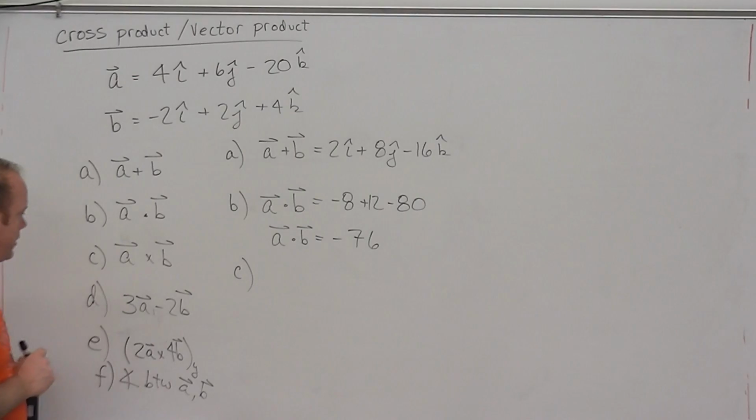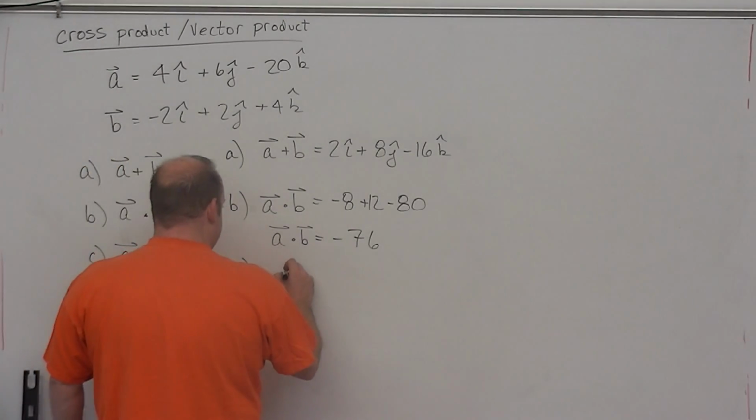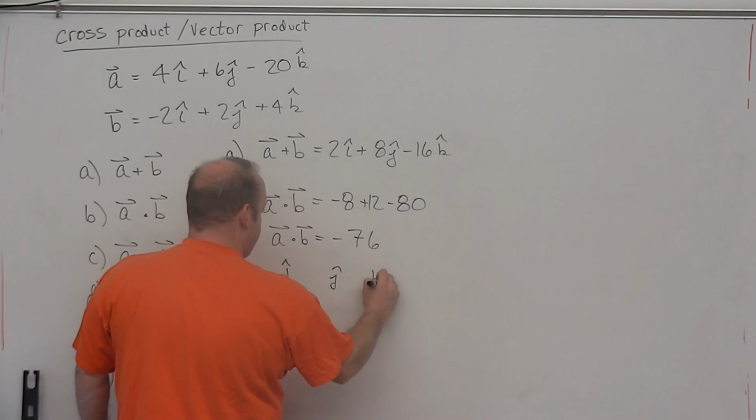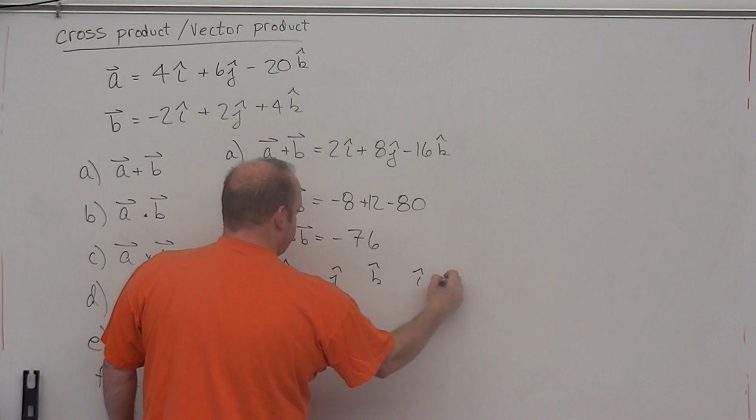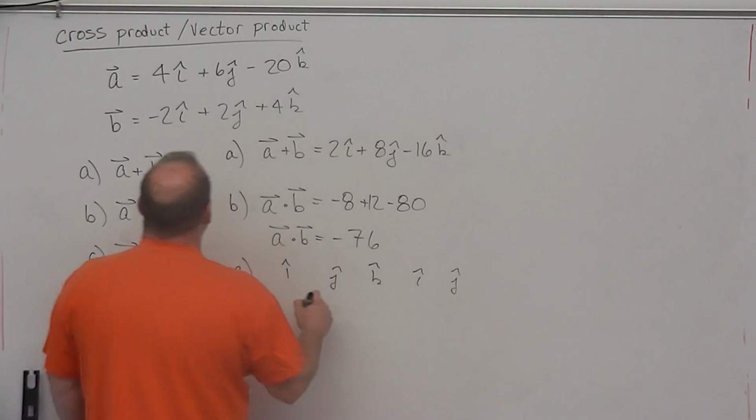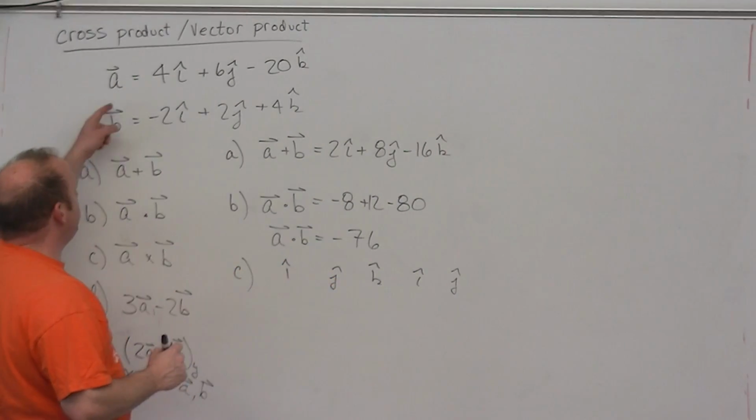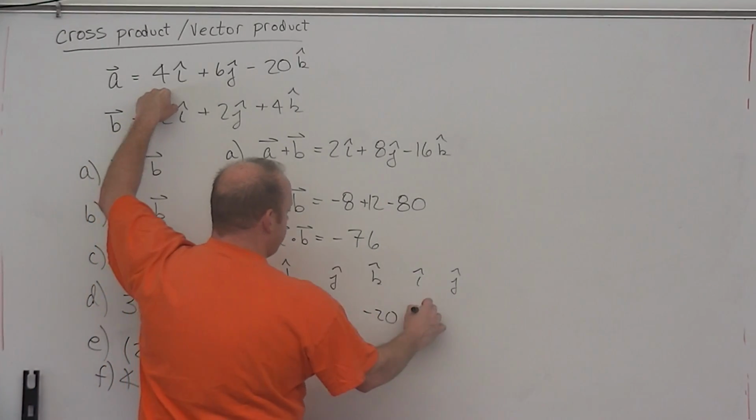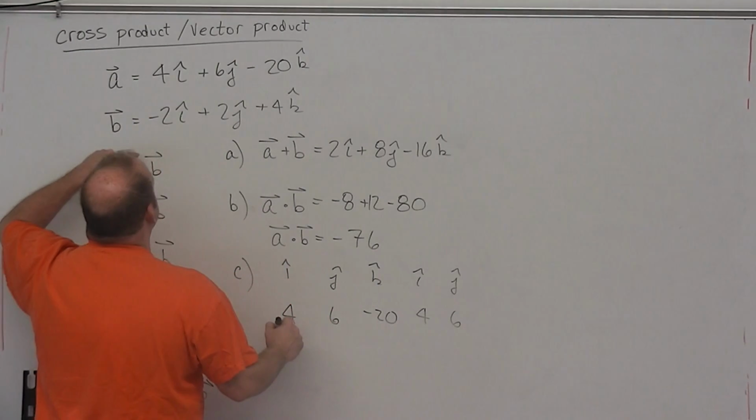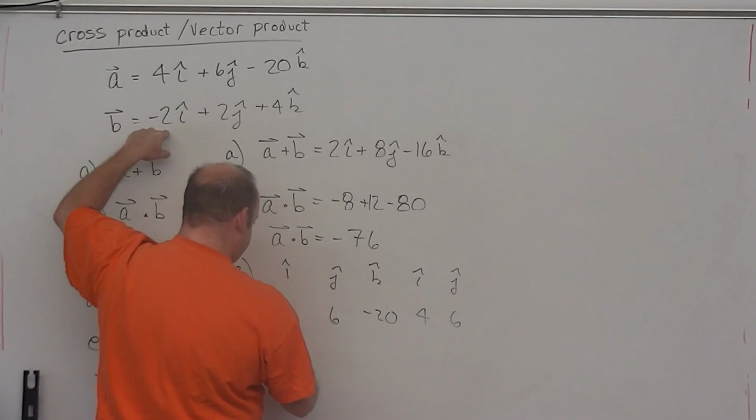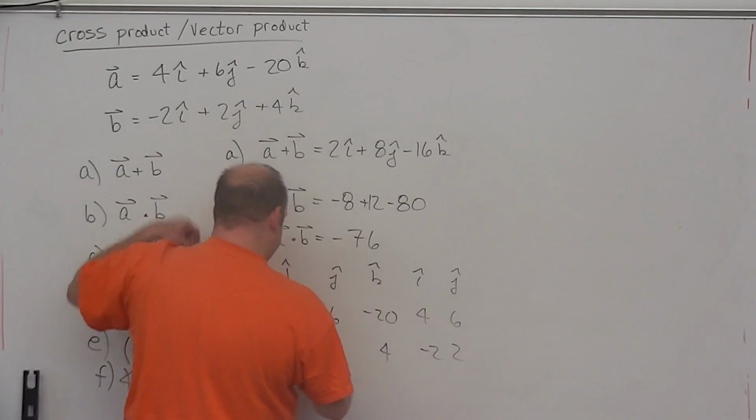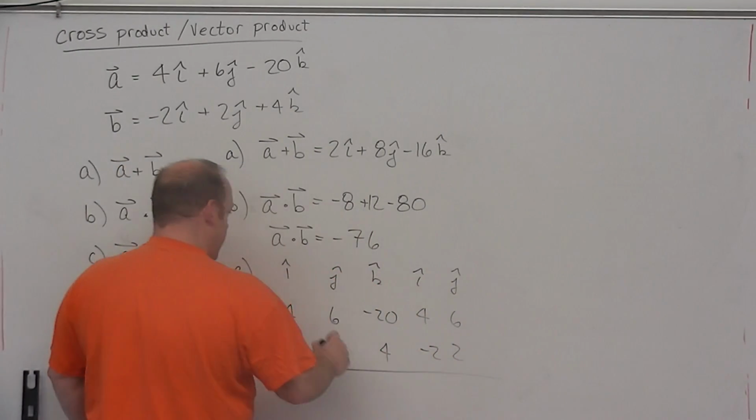C, I want to do A cross B. Okay, so now I, J, K. Cross product, I always hated doing cross product, even with the shortcut, it's not a shortcut. 4, 6, negative 20, 4, 6. Negative 2, 2, 4, negative 2, 2. Okay.